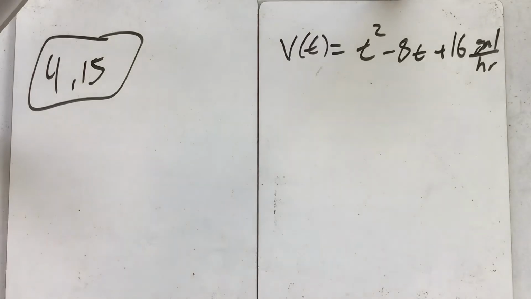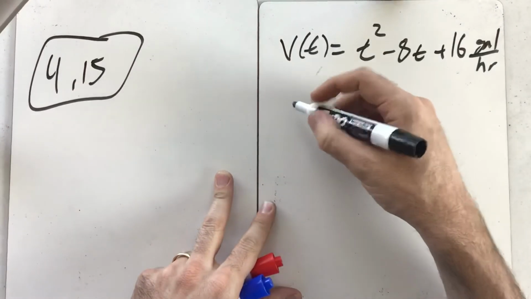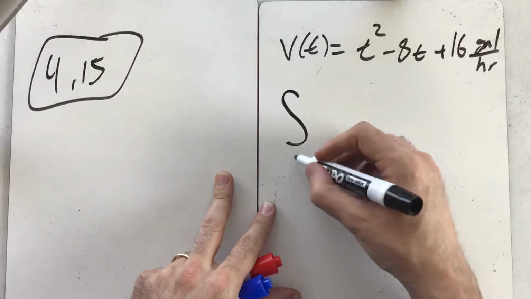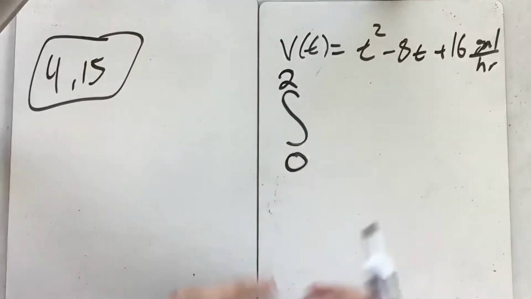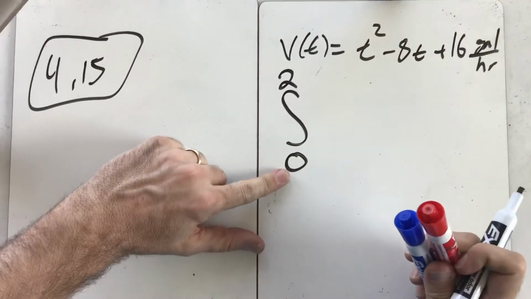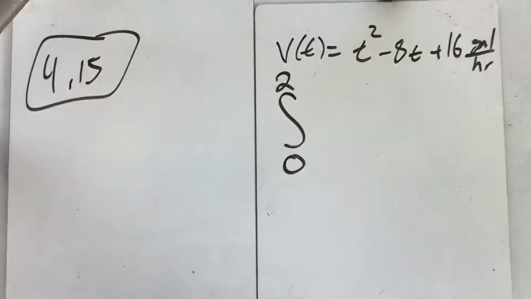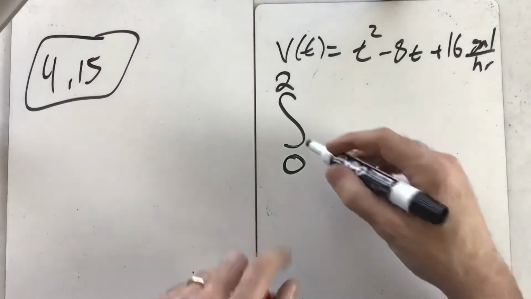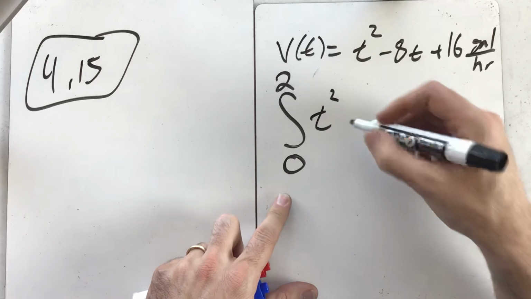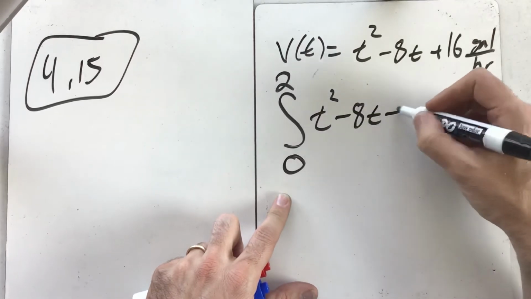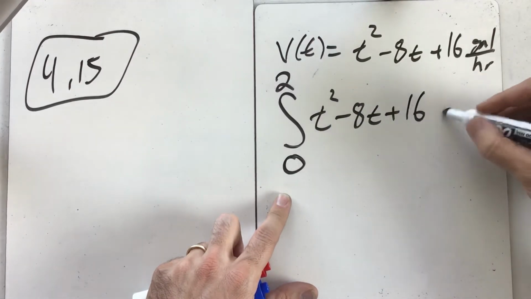And then let's ask ourselves, for the first 2 hours, how much water leaked out? Well, what we know is that the amount of water leaked out needs to be an integral from 0 to 2. This is the change in water from time 0 to time 2. So this is going to give us that net change. So I'm going to take 0 to 2, t squared minus 8t plus 16 dt.